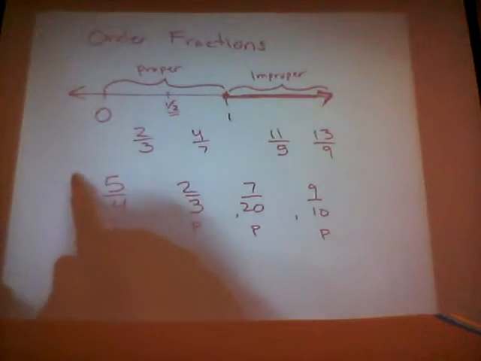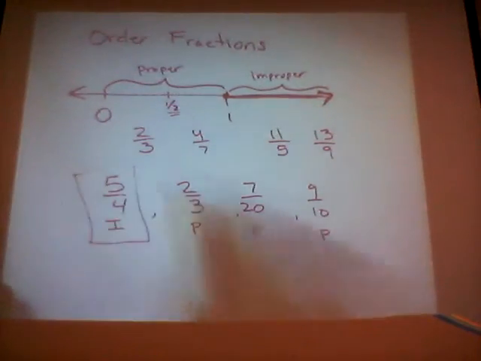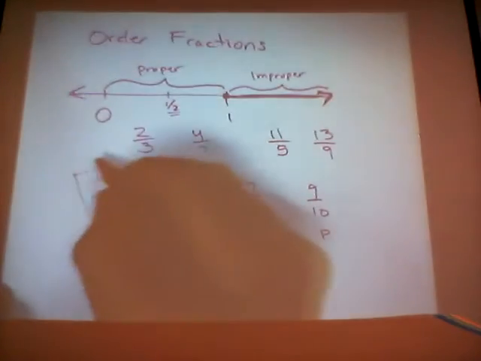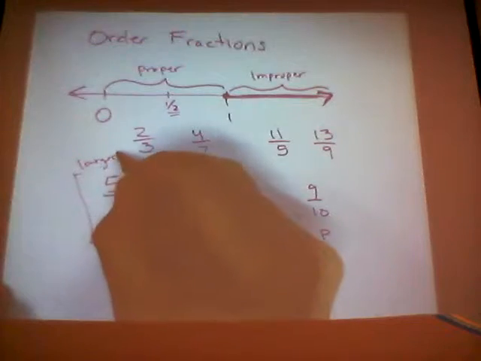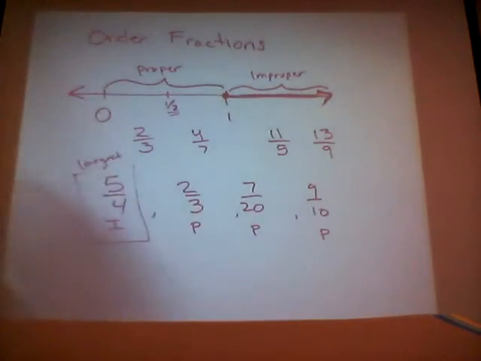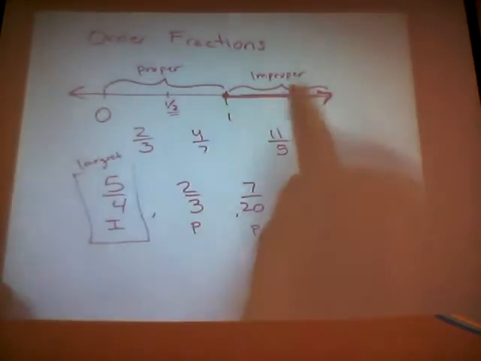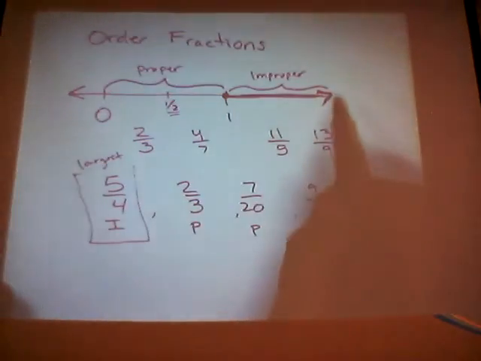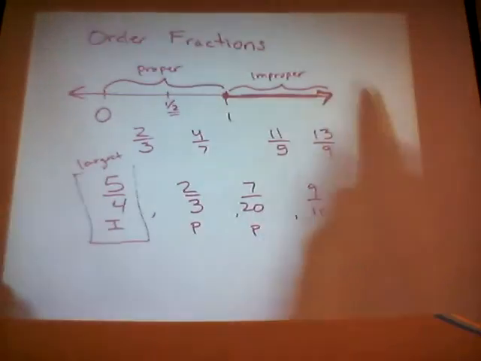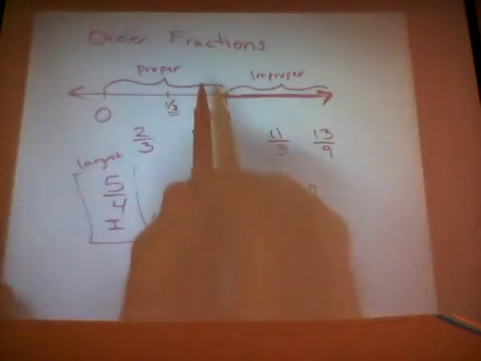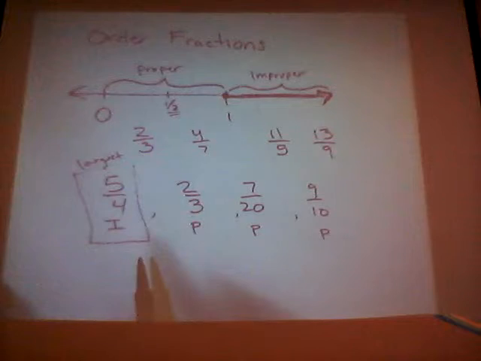Do you know what I just found out? If I only have one improper fraction in my list, this is my largest fraction. I could kind of eliminate this one from the comparison part right now. This is my largest fraction. Remember, improper fractions are 1 or greater. This one falls to the right of 1 on the number line. These 3 are proper. They fall to the left of 1.